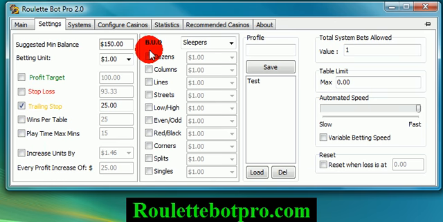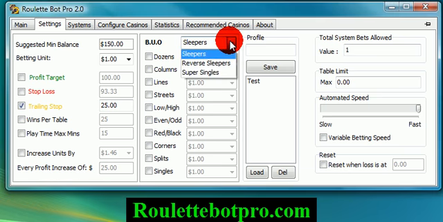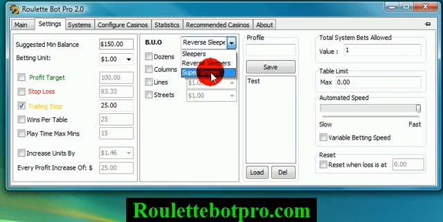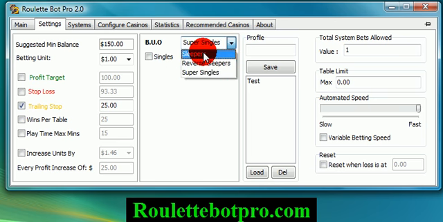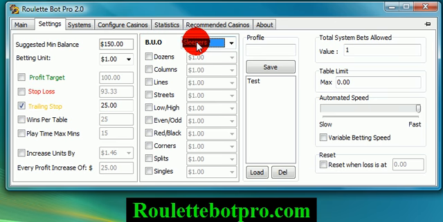Okay, the next section, betting unit override. To the right here we have a pull down menu with the 3 different betting systems. So make sure you're in the right betting system for your betting unit override while applying any changes.